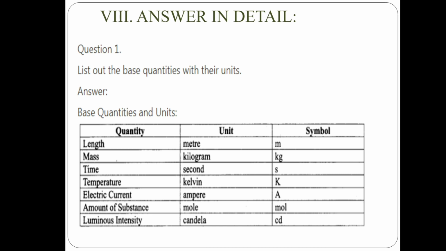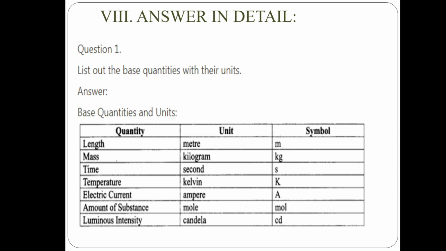Answer in detail. Question 1. List out the base quantities with their units. So we have the answer for it. We have 7 base quantities. You have to write those 7 base quantities first and then mention their units and symbol.